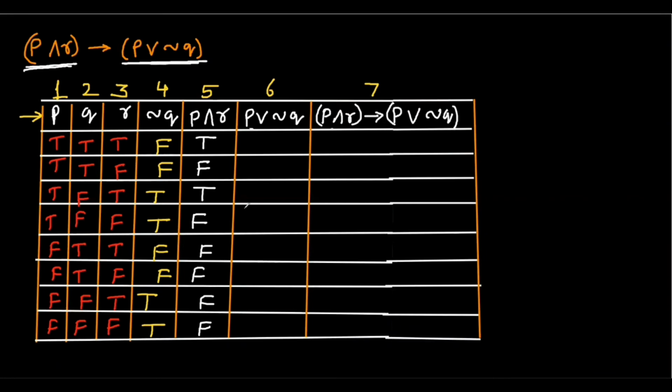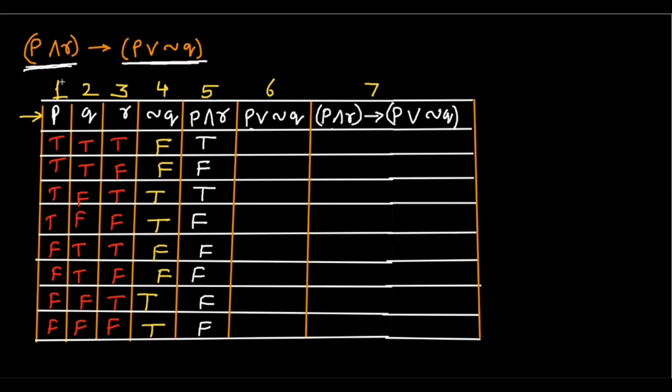Okay, great. Now we have the disjunction of P and negation R. We have the disjunction of P and negation R. So this time, which columns do we have, students?